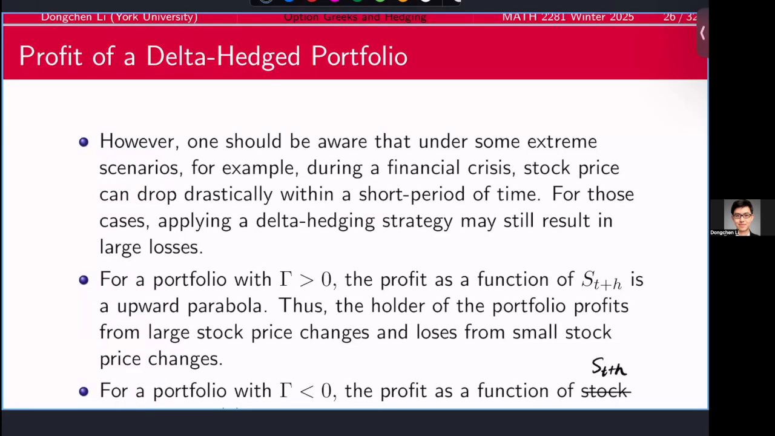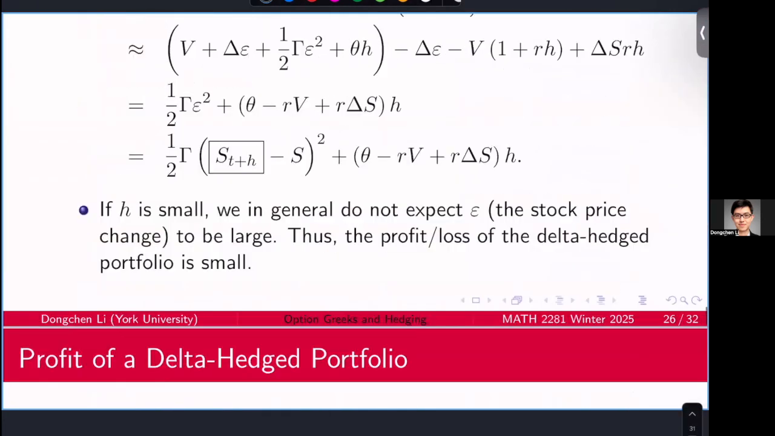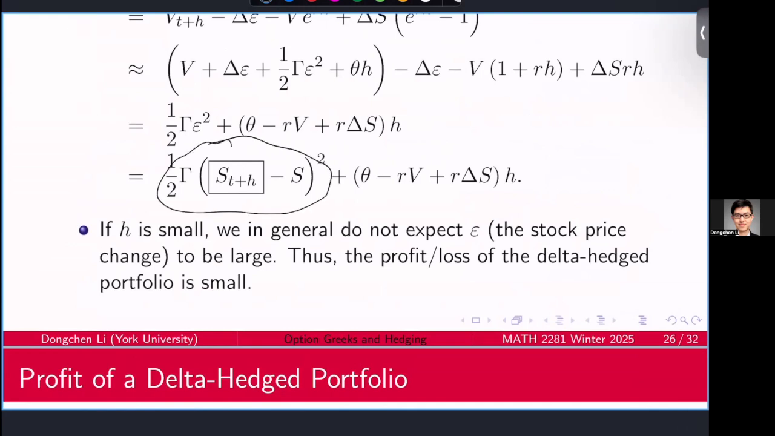Okay, so some of you may have noticed that in the first term here, there's a gamma that plays as a coefficient, which we did not pay attention to. And gamma, in fact, plays a quite important role in the first term. In the special case when gamma is zero, the first term will disappear. So your delta hedged position will not be affected by the stock price change. Okay. This is a very special case.